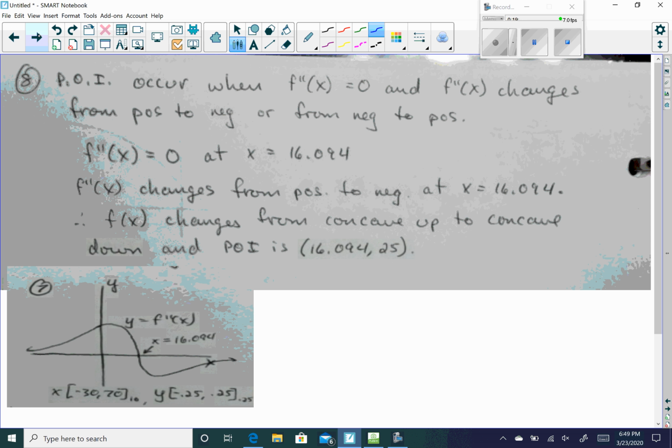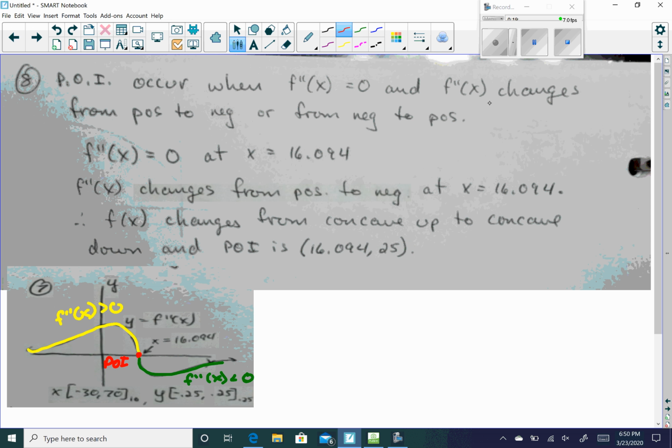So it was asking for a point of inflection, and it does occur when f double prime of x is 0, and it also changes from positive to negative or negative to positive, so that's what we're seeing here. Everything over here is where f double prime of x is positive, and then right below it, f double prime of x is negative. So we have a point of inflection occurring right here.